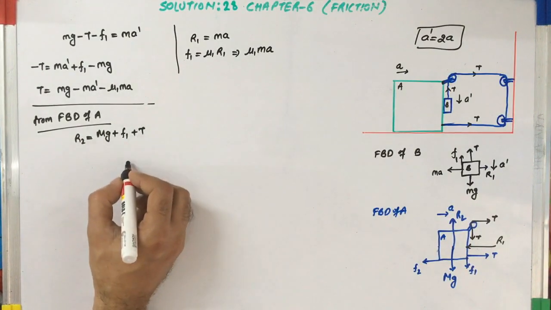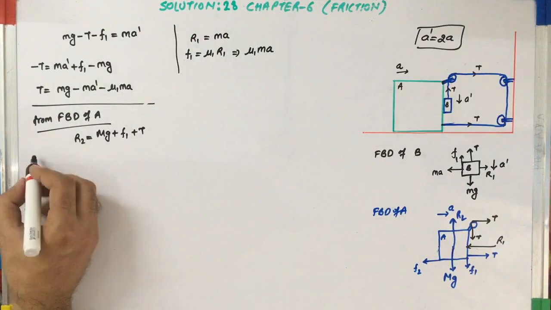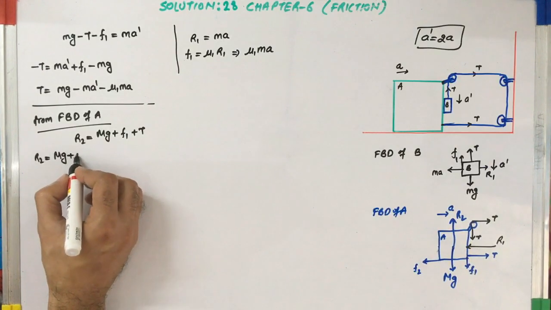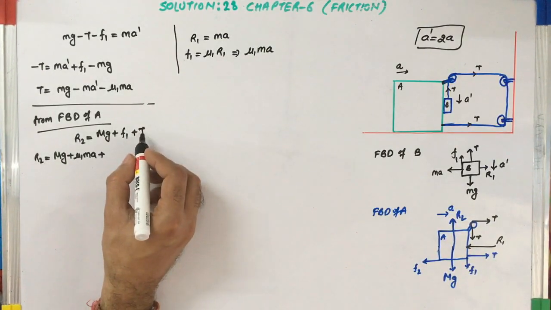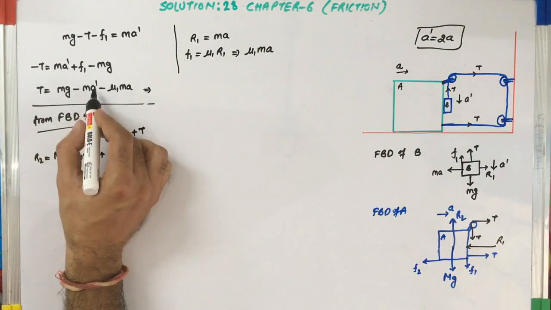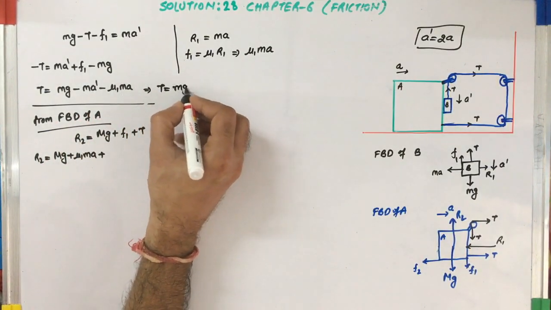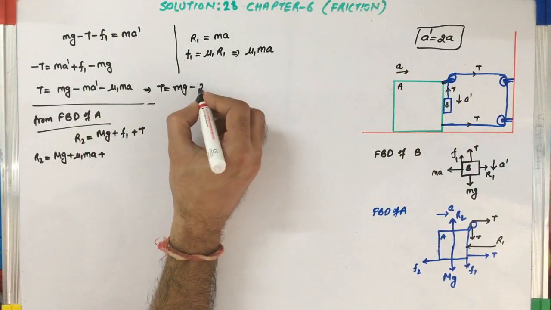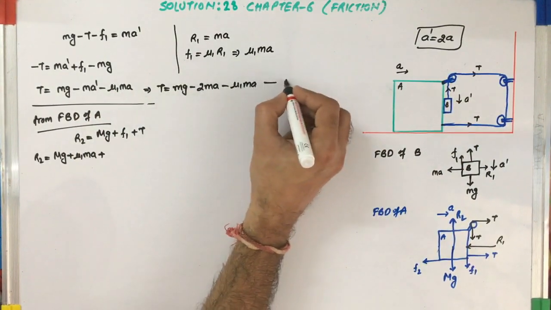Now from FBD of A, the vertical forces are R2 is equal to mg plus F1 plus T, right? Now putting the value of F1 as mu1 MA, so this R2 will become mg plus mu1 MA plus the value of T from this equation, and also in this equation A dash can be converted into A. So we can say that T is equal to mg minus A dash is 2A. So I am putting the value of A dash here. So this will become 2MA minus mu1 MA. Let's say this is equation 1.